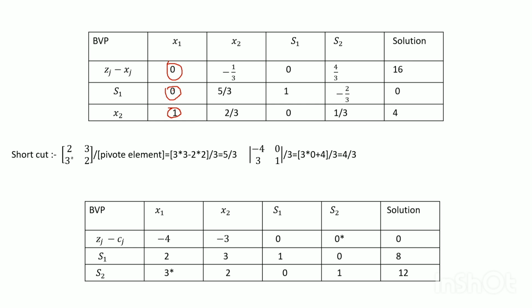Now I use the shortcut method. How I get the values. You see 2 and 3 star.